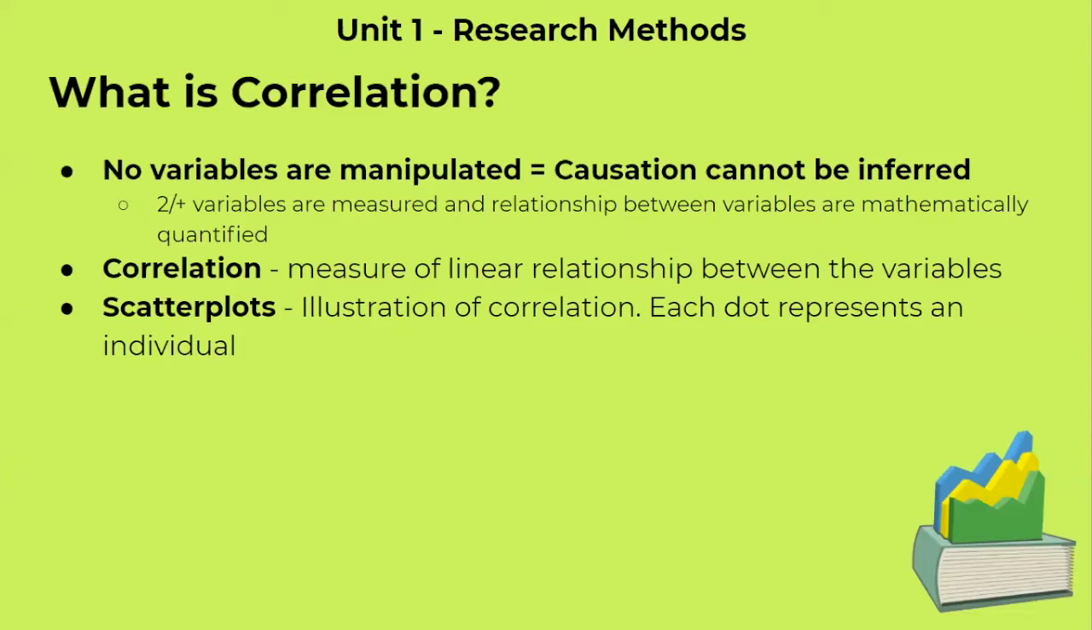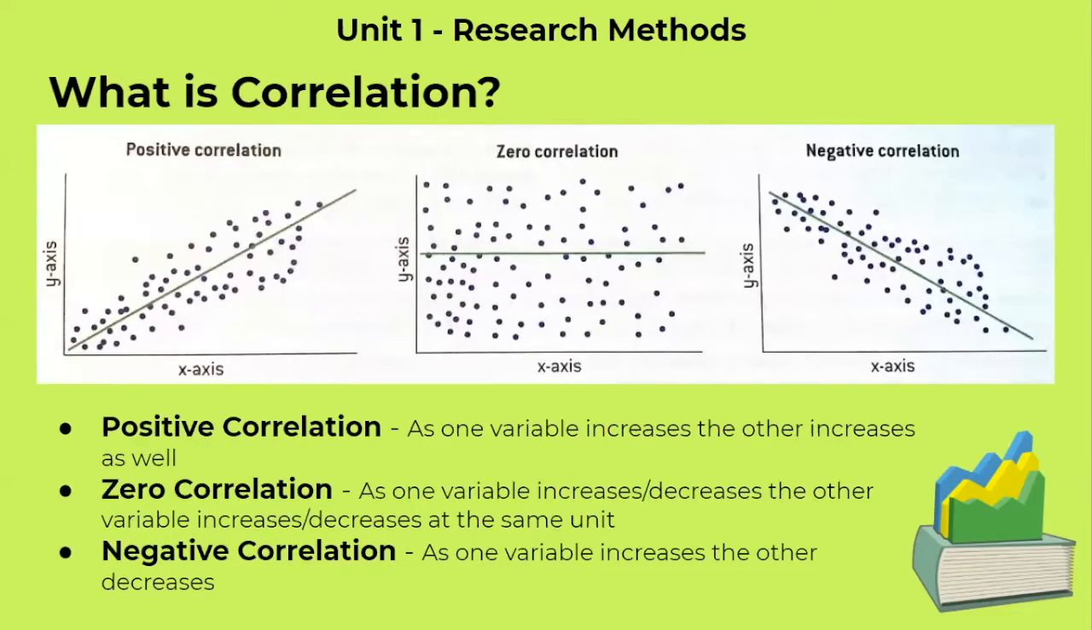Correlation is when two or more variables are measured and the relationship between them is mathematically quantified. Correlation is a measure of linear relationships between the variables. And in order to illustrate the correlations, we use scatter plots, where each dot represents an individual. So the different correlations are positive, zero, and negative correlation.